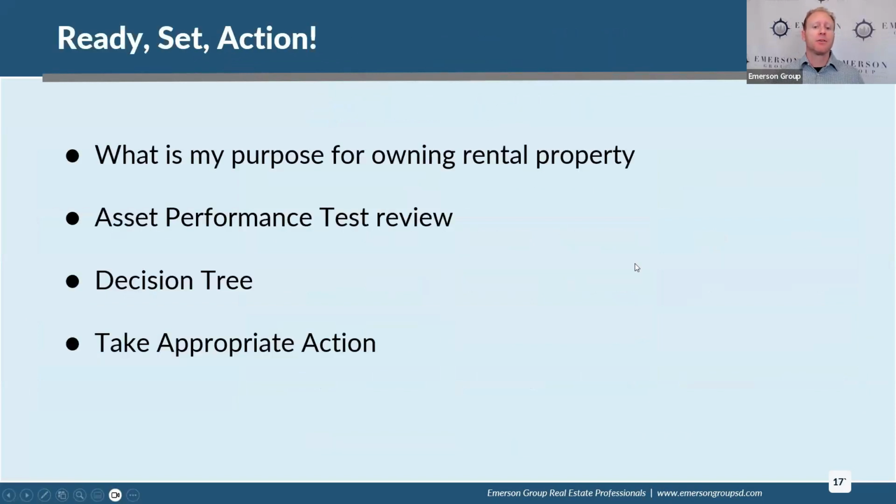Ready, set, action. So again, just kind of walking us through ourselves. What was the purpose of owning rental property when I first started my journey? Conducting an asset performance test, right? So either you can go through this information and put it together yourself, or you can also reach out, and an asset performance test is something I can help perform for you. And therefore we can go through a strategy session and evaluate whether or not it makes sense to do something.